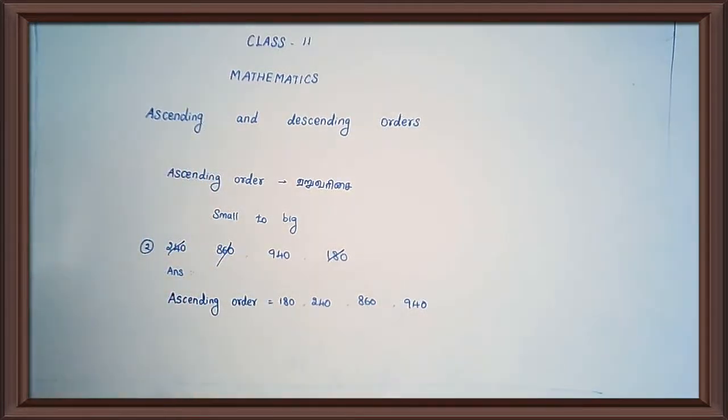Okay, Mama? 940. This is ascending order for the given numbers. Do you understand? Ascending order means we have to arrange the numbers from small to big.